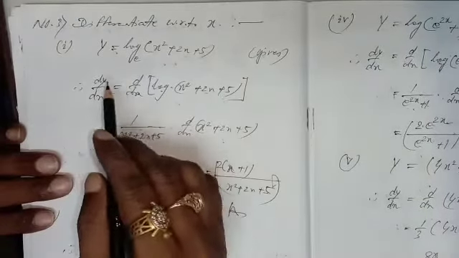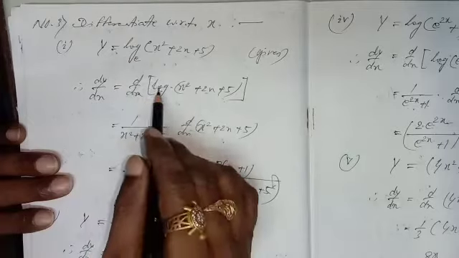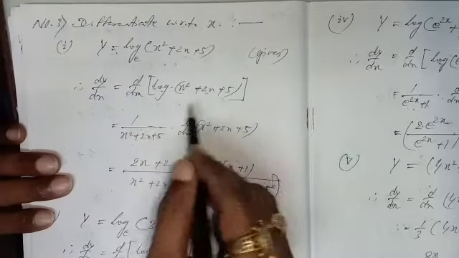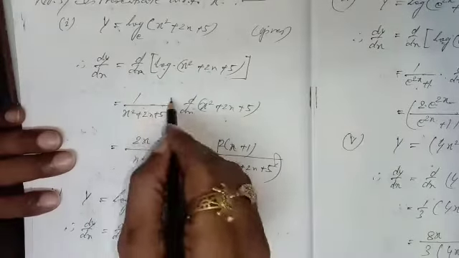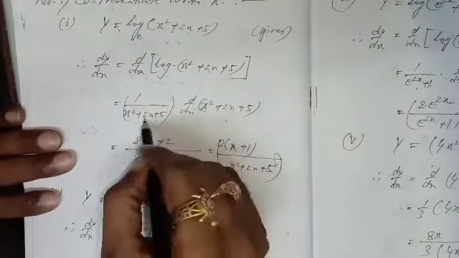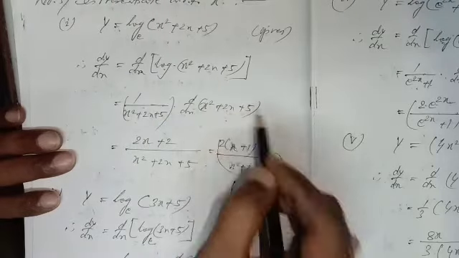Question number 1, first part, y is equal to log of x square plus 2x plus 5, you have to find out dy by dx. As per the formula, log x derivative is how much? 1 by x, means 1 by x square plus 2x plus 5. Again, derivative of this x square plus 2x plus 5 you have to write.